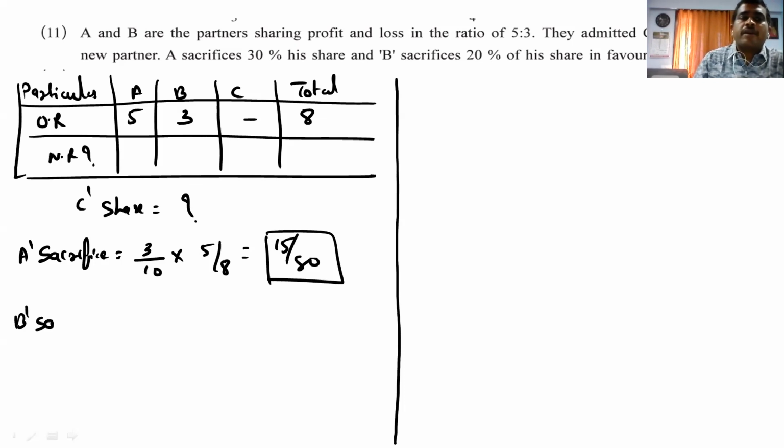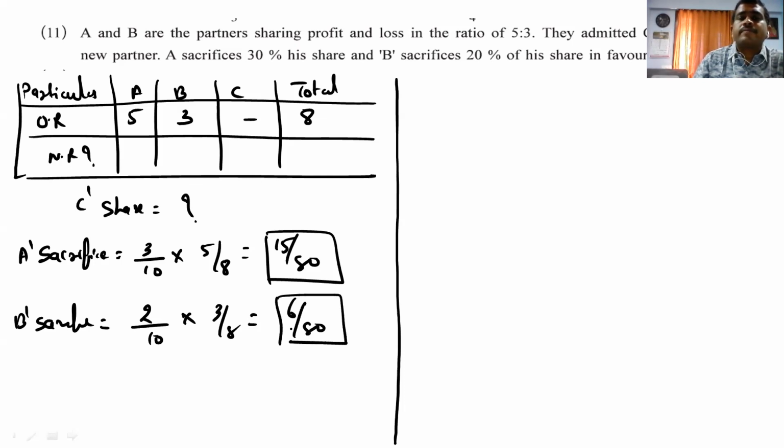B's sacrifice 20%, that is 2 by 10 into 3 by 8. 3 2s are 6 by 80. So 15 plus 6, now the C share comes to 15 plus 6 by 80. It comes to us 21 by 80. Now we are going to find the new ratio.